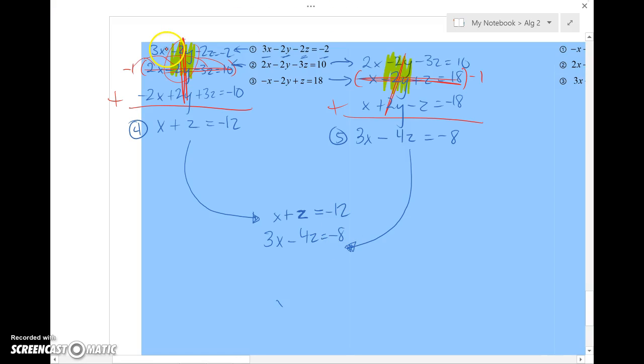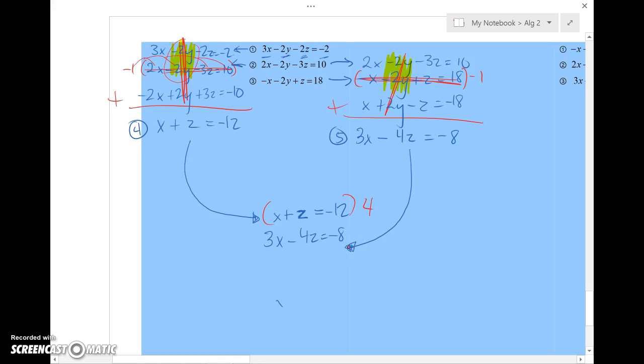Now, I need to change one of these in order for it to be the opposite of the other. The top equation has smaller variables than the bottom one, so I'm going to go ahead and multiply the top one. And I think I'm going to eliminate the z's here, just because they're already positive and negative, so I know I don't have to multiply it times a negative or anything like that. So if I'm going to eliminate these z's, I'm going to have to multiply the top one times 4 so that I get opposite 4z's.